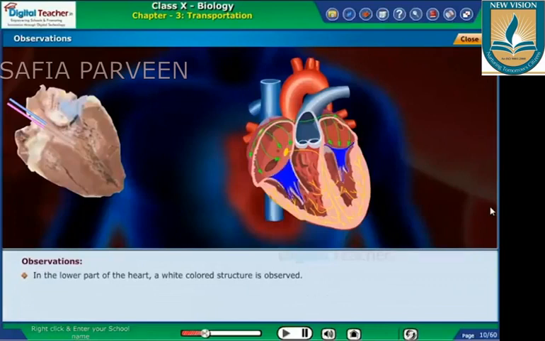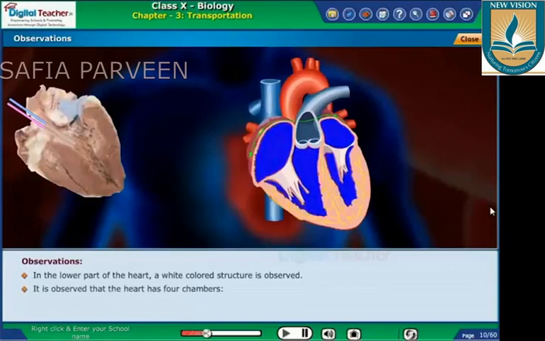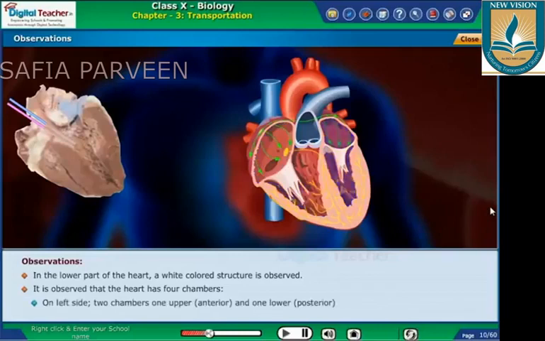There are 4 chambers in the heart. Between the chambers, white color structures are observed. These white color structures are called papillary muscles, which keep the valves of the heart in their position.